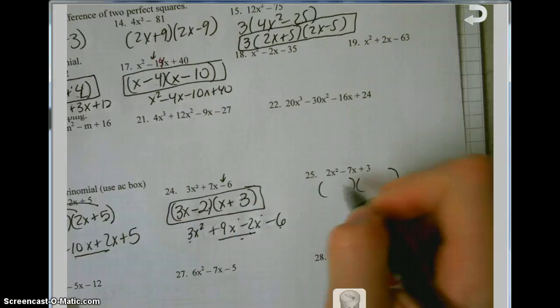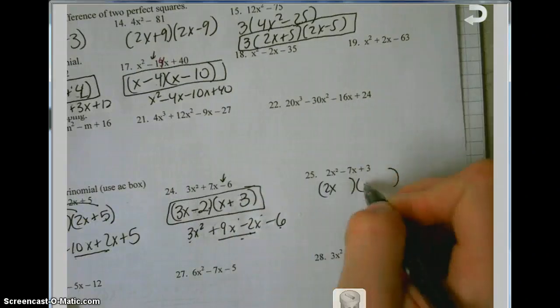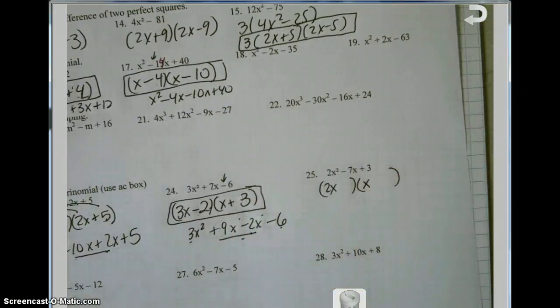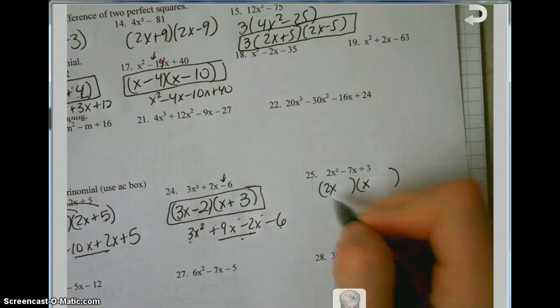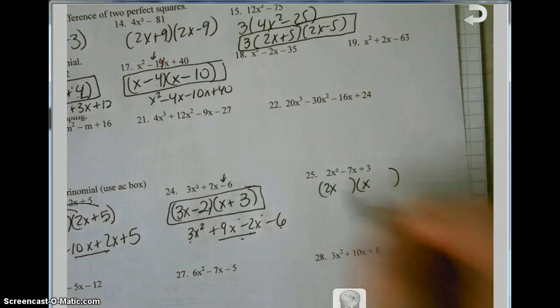Let's put down two binomials. To make 2x squared, it's going to be 2x times x, or x times 2x. That's the only way it can happen. And then we've got to make a positive 3. Okay, 1 times 3 or 3 times 1. And yes, order does matter because we've got a number in front of this leading coefficient.